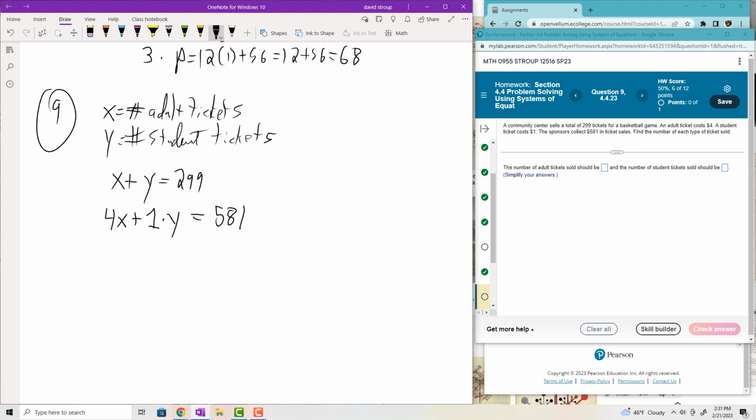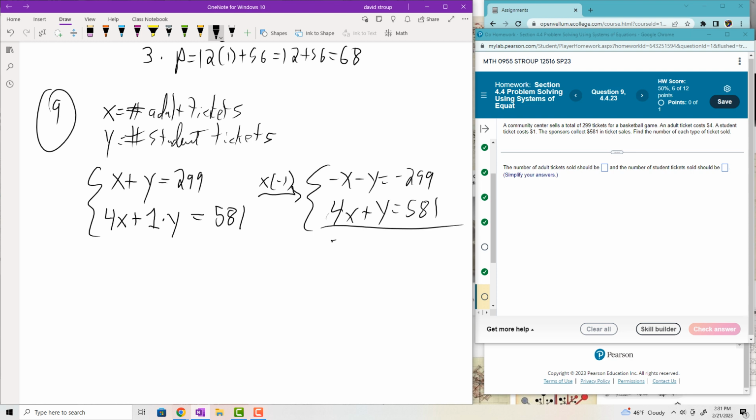Okay, so there's our system. And this looks like an addition method type problem we want to do. So multiply the first equation by -1. You get negative x minus y is negative 299. The second equation, just clean it up a little bit, 4x plus y is 581.